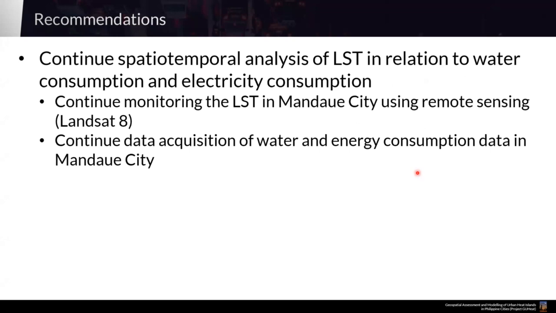These are our recommendations: to continue spatiotemporal analysis of LST in relation to water consumption and electricity consumption, to continue monitoring the LST in Mandaue City using remote sensing data from Landsat 8, and also to continue data acquisition of water and energy consumption data in Mandaue City.